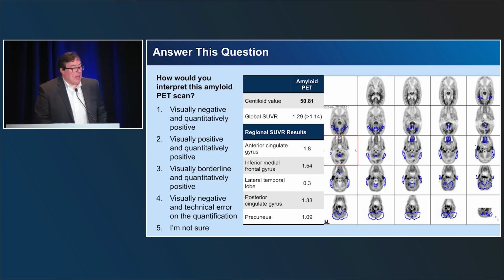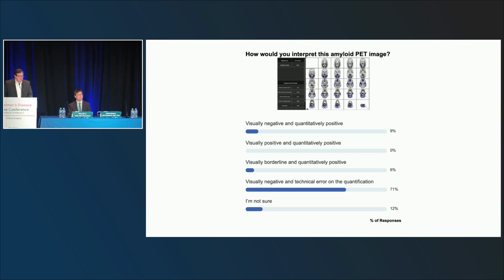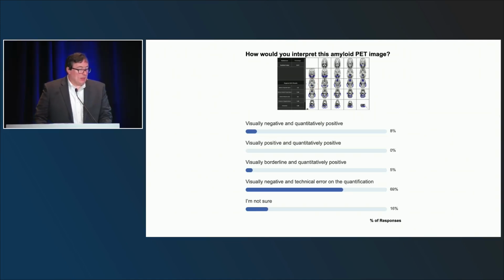Is this a visually negative and quantitatively positive scan? A visually positive and quantitatively positive scan? A visually borderline and quantitatively positive scan? A visually negative and technical error in the quantification, or are you not sure? Good. The vast majority of you got this right.